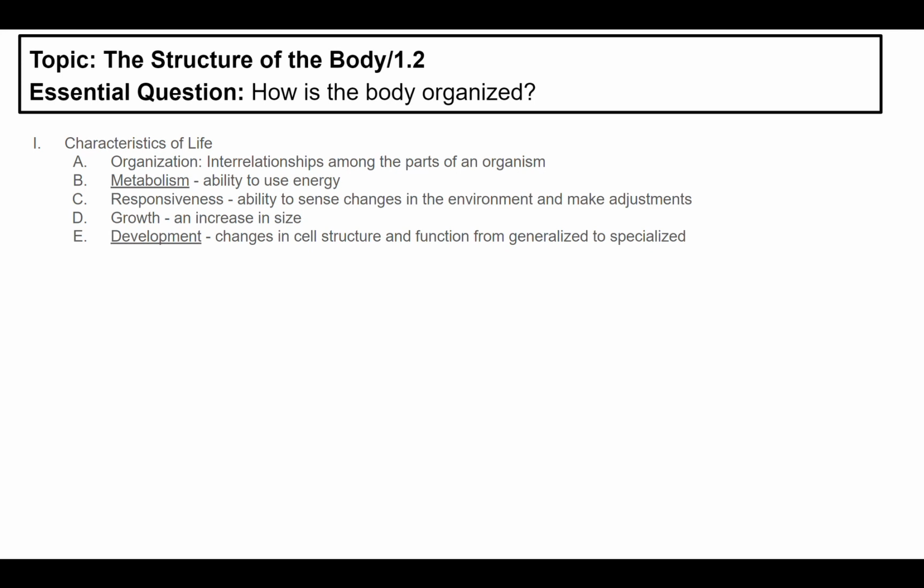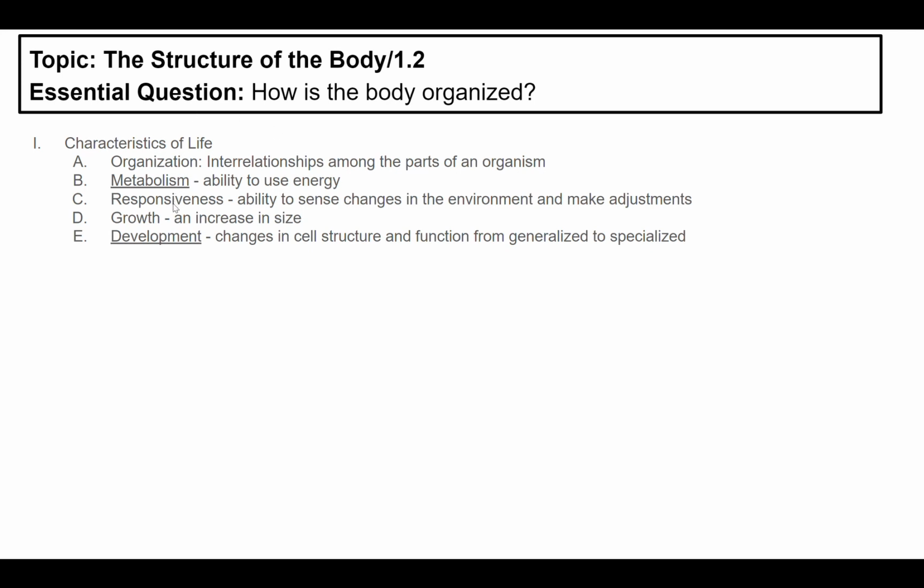The second one, your first blank on these notes, is metabolism, right here. And this is your ability to use energy. So metabolism, as we'll talk about later in the year, is all of the chemical reactions that your body does to break down molecules and also to create molecules. And so that ability to use the energy to take in food and break it down for the purposes of your body is metabolism. So that's another characteristic of living things.